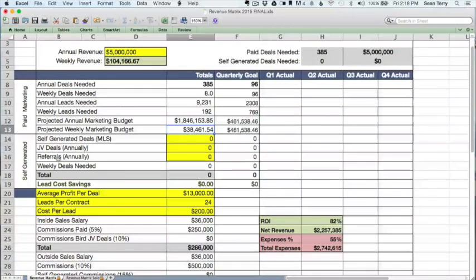So when I sat down and looked at the numbers, I'm going, holy cow, this is insane. It's just insane. An expense ratio half, 50%. So how can I get that down?